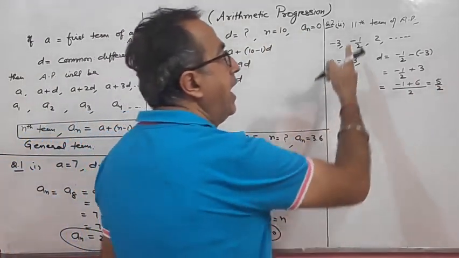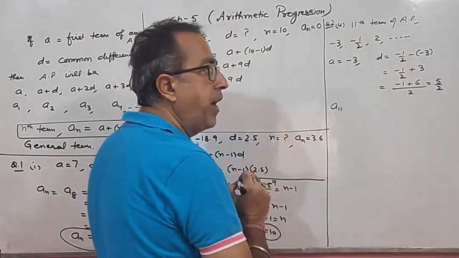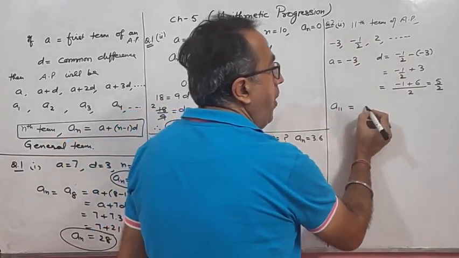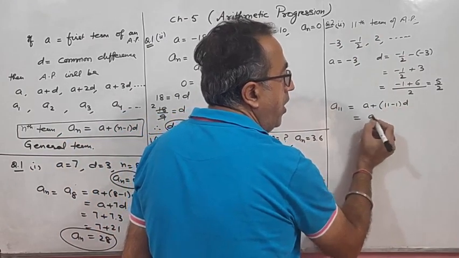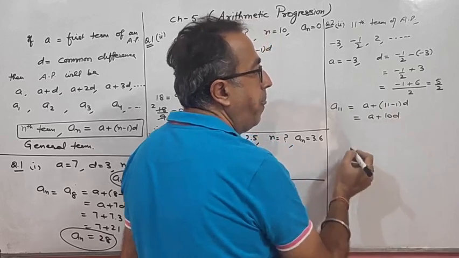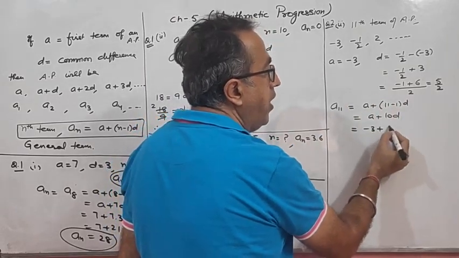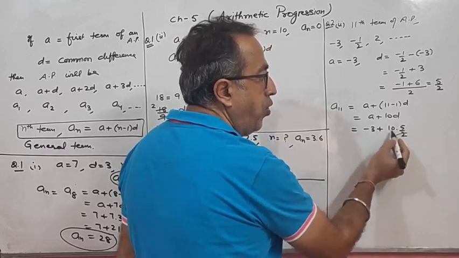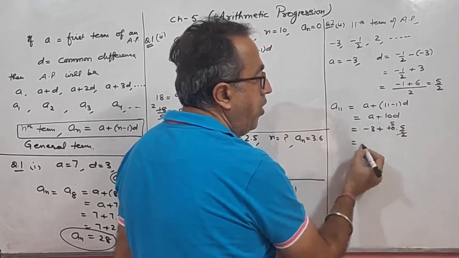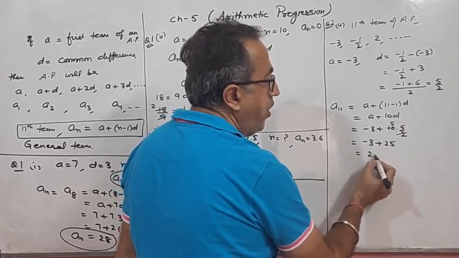Now the 11th term we have to find out. The 11th term is represented by A11. By formula, it is A plus 11 minus 1 into D. It means A plus 10 into D. Now put the values of A and D. A is minus 3, D is 5 by 2, 10 into 5 upon 2. 2 5s are 10, so it is minus 3 plus 25, so it is 22.